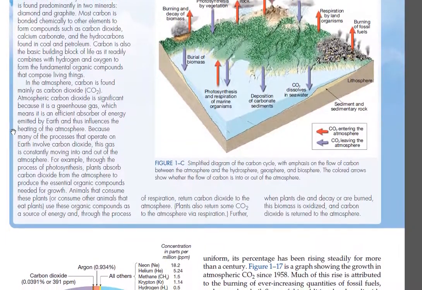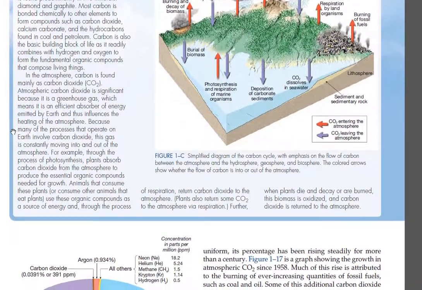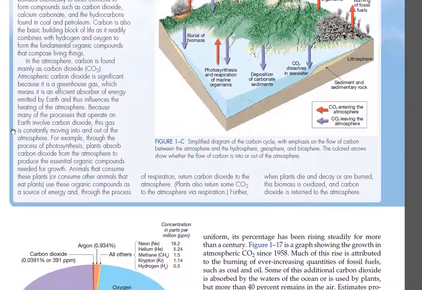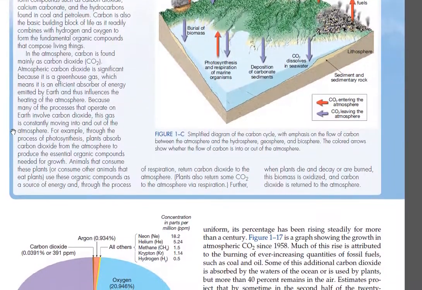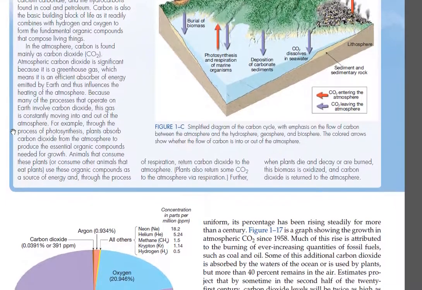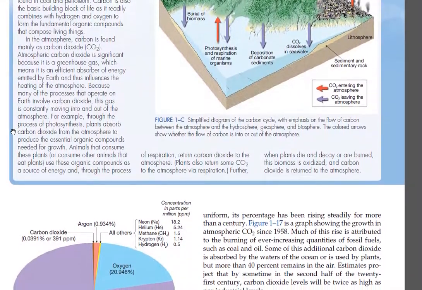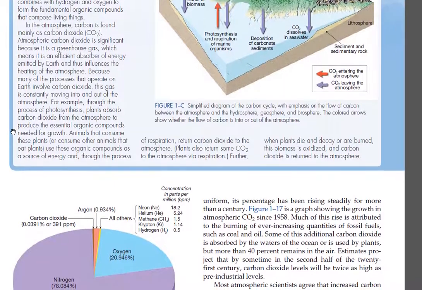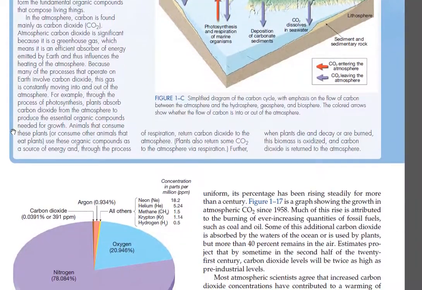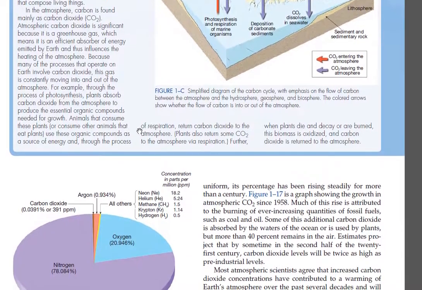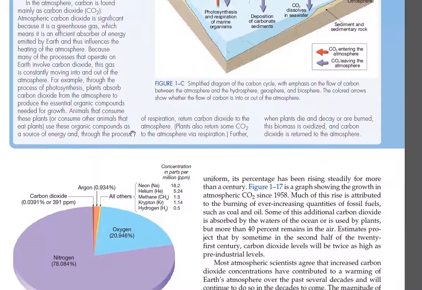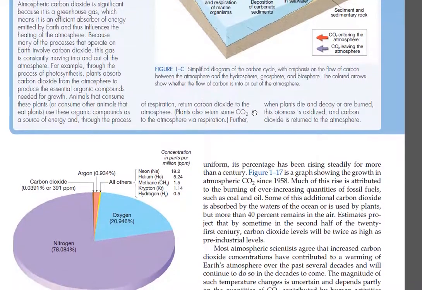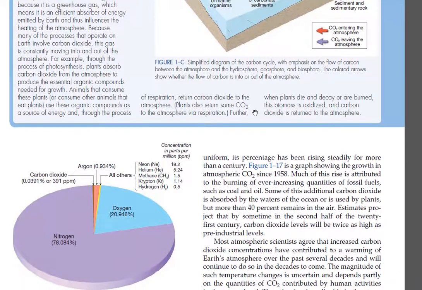Because many of the processes that operate on Earth involve carbon dioxide, this gas is constantly moving into and out of the atmosphere. For example, through the process of photosynthesis, plants absorb carbon dioxide from the atmosphere to produce the essential organic compounds needed for growth. Animals that consume these plants, or consume other animals that eat plants, use these organic compounds as a source of energy and, through the process of respiration, return carbon dioxide to the atmosphere. Plants also return some CO2 to the atmosphere via respiration. Further, when plants die and decay or are burned, this biomass is oxidized, and carbon dioxide is returned to the atmosphere.